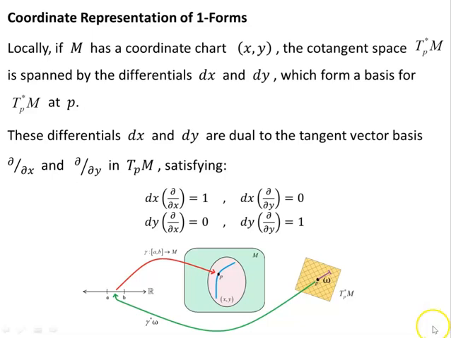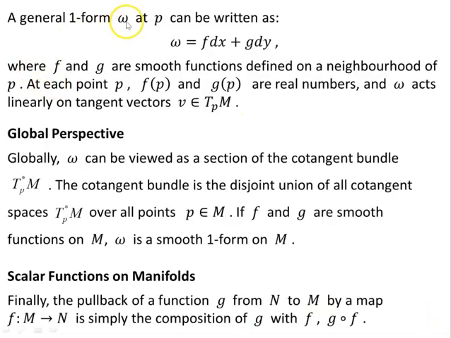All right. Next bit. Now, a general one-form omega at P can be written as omega equals f dx plus g dy, where f and g are smooth functions.